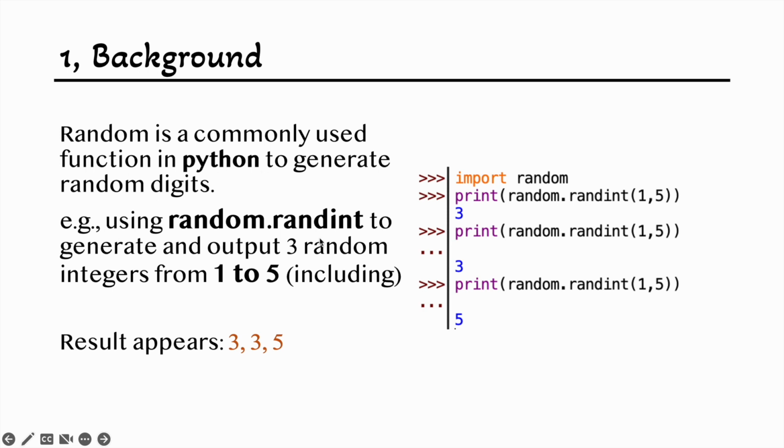For example, using random.randint to generate 3 random integers from 1 to 5 inclusive. The result is shown here. So it appears 3, 3, and 5.